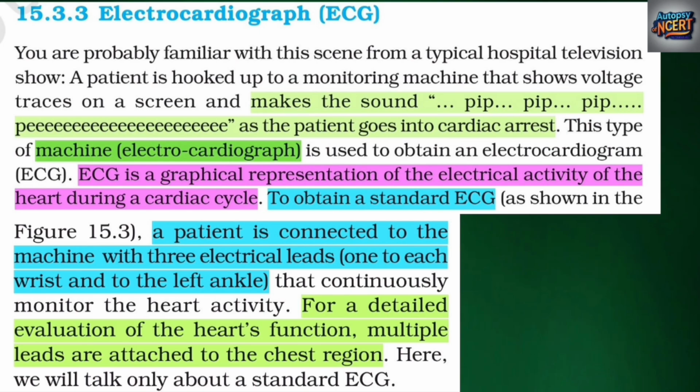To obtain a standard ECG, as shown in the Figure 15.3, a patient is connected to the machine with 3 electrical leads, one to each wrist and to the left ankle, that continuously monitor the heart activity. For a detailed evaluation of the heart's function, multiple leads are attached to the chest region. Here, we will talk only about a standard ECG.